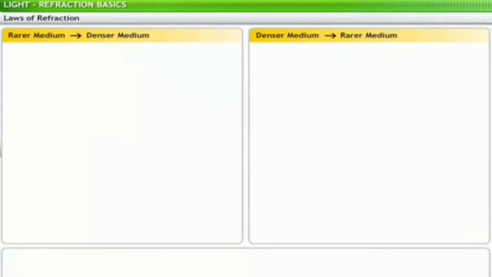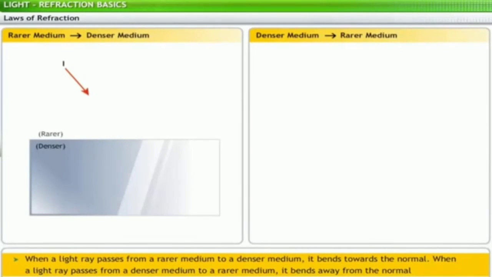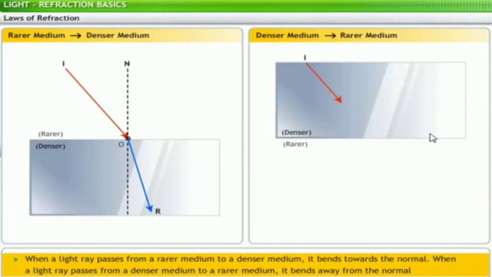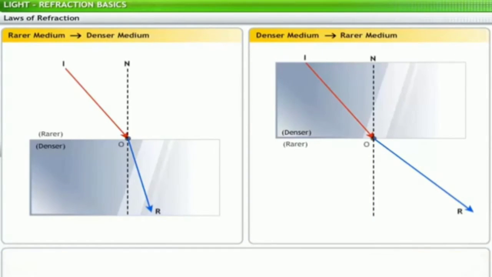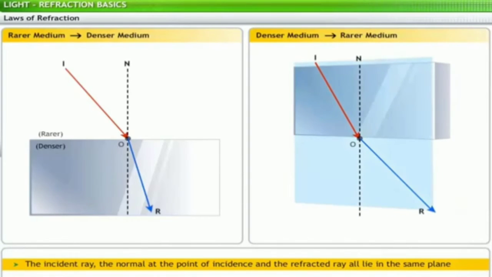The first law of refraction states that when a light ray passes from a rarer medium to a denser medium, it bends towards the normal. When it passes from a denser medium to a rarer medium, it bends away from the normal. As per the second law, the incident ray, the normal at the point of incidence, and the refracted ray all lie in the same plane.